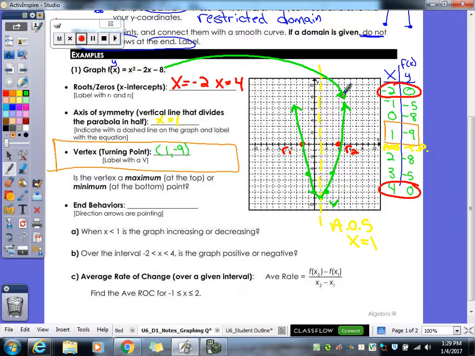So, is the vertex a maximum or a minimum? Maximum means it's at the top. Minimum means it's at the bottom, so it's a minimum. The end behaviors are the directions the arrows are pointing. We always have a right and a left. The arrow on the right is pointing up. The arrow on the left is pointing up. They're either going to be both up or both down. You could write the word up there if you'd like.